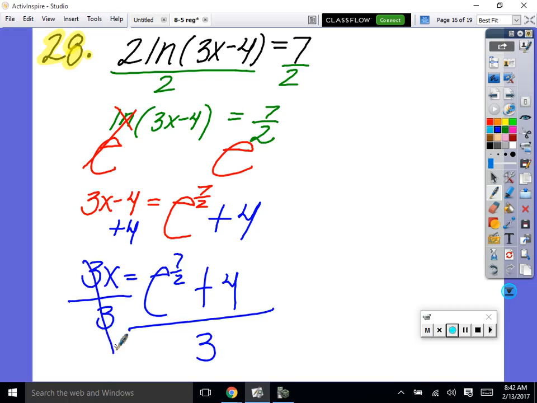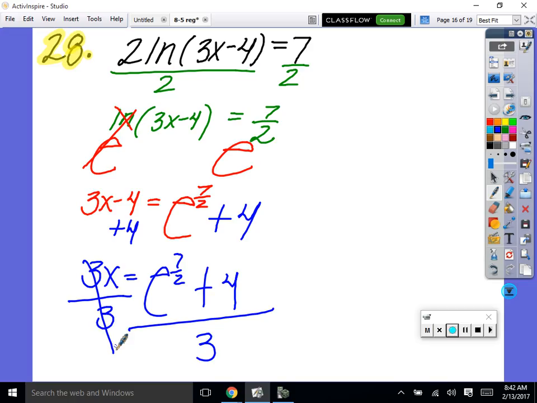Now we would type it into our calculator. I want you all to type this in, because this is what's tricky. People type it, you have to type it in like this. You have to go e raised to the parenthesis, 7 divided by 2, close your parenthesis. Then hit plus 4. Do not hit divided by 3 or your calculator will give you the wrong answer. You have to hit plus 4 and then hit enter.